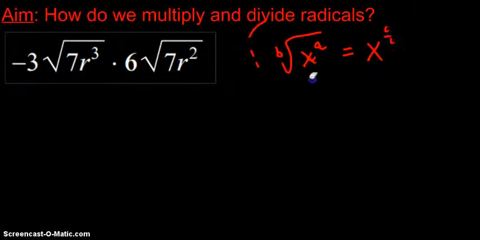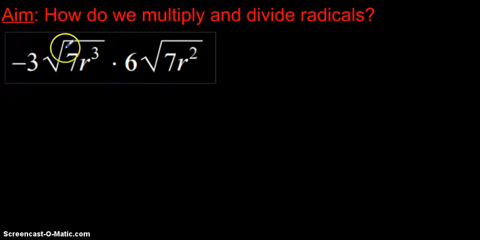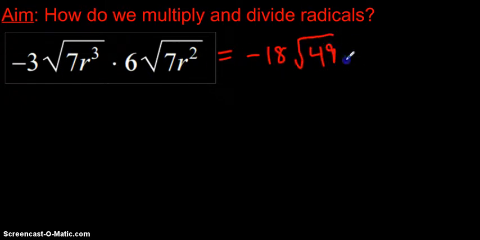So let's assume for now that all of our indexes are the same. So in this case, the indexes are 2's. To multiply radicals, we actually multiply the coefficients, so that's negative 18. And we multiply our radicands, so that is radical 49 r to the 5th.